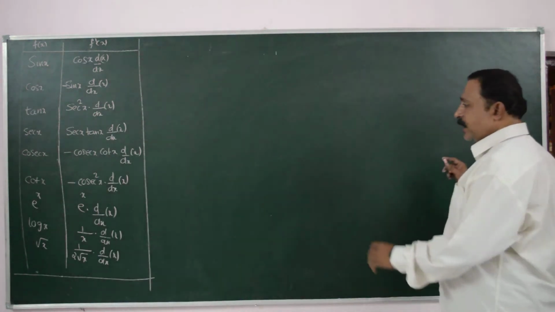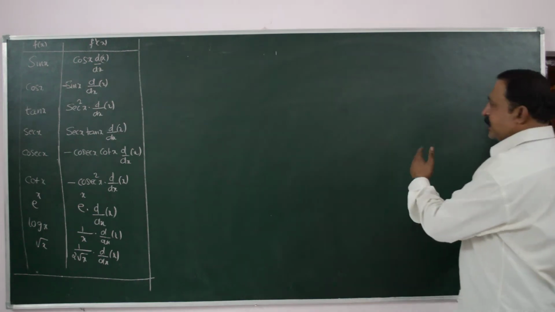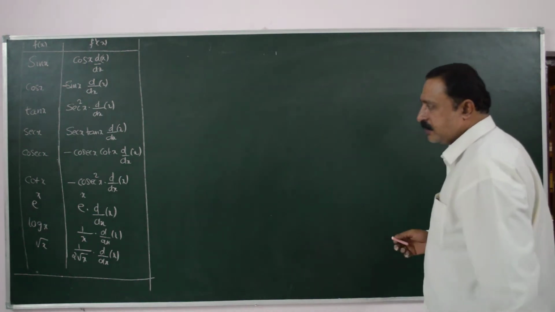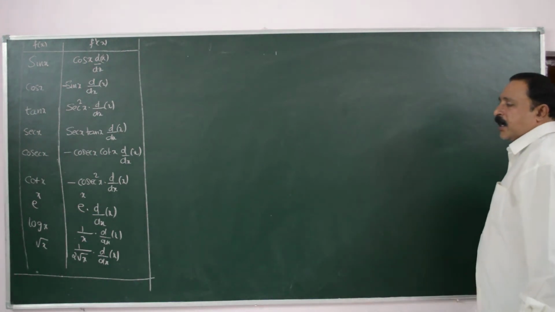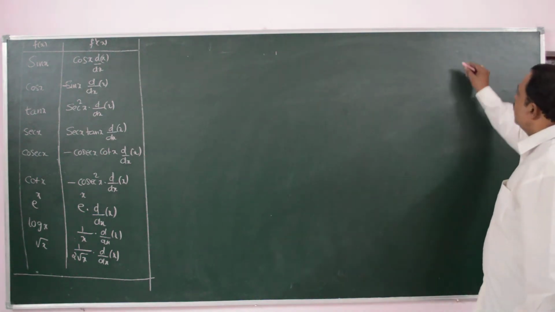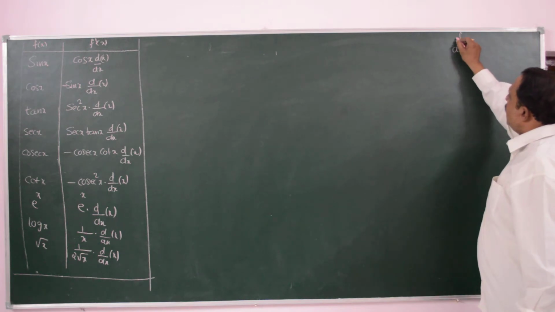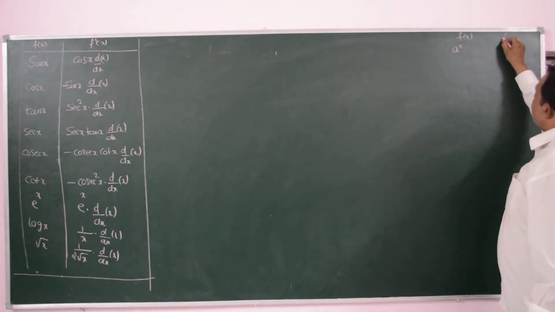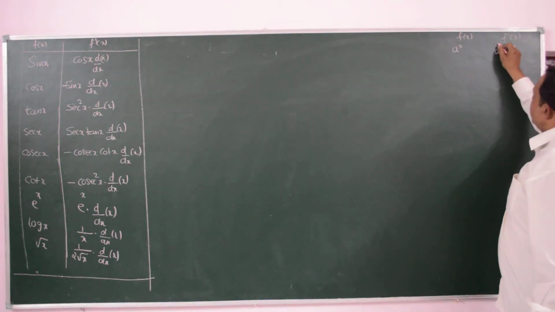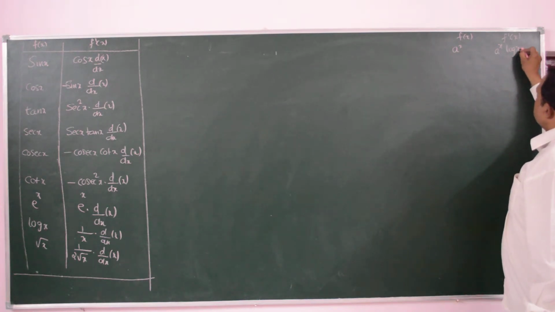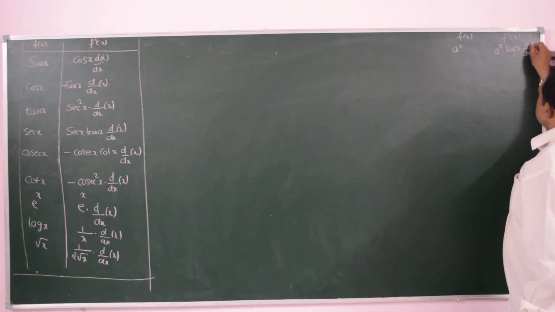I will write some more functions on the right side so that I keep the center place for doing problems. And the next is, if we have a to the power of x as f of x, then f dash of x is a to the power of x into log a into d by dx of x.